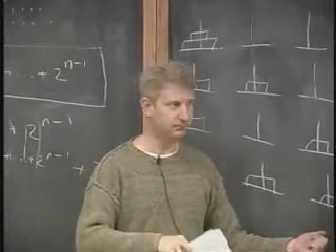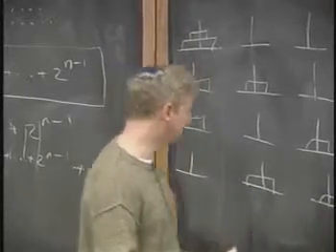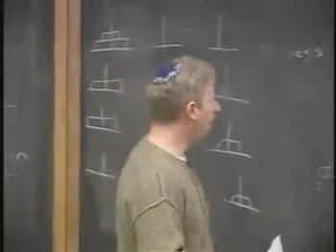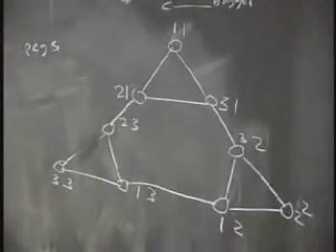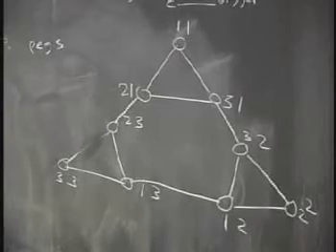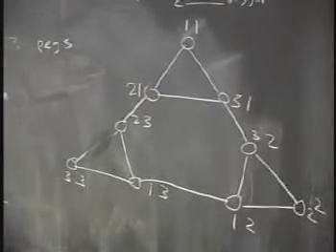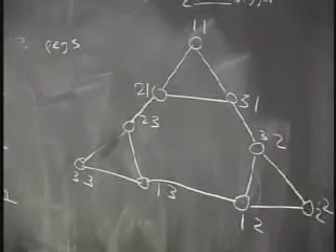Questions? The peg numbers are constant in this, right? In each triangle, peg 1 is the top, peg 2 is the lower right, and peg 3 is the lower left. Yes. I'm going to get into that in a second.